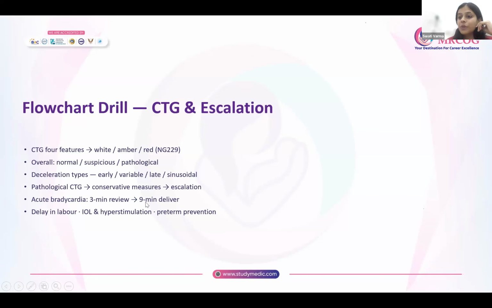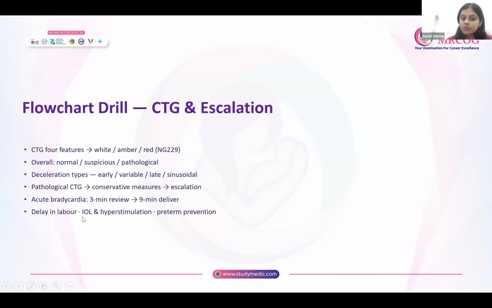Then if it is persisting for up to 9 minutes, then decide for delivery anyhow. Even if it starts resolving after 9 minutes, deliver. If it resolves in less than 9 minutes, then you can continue watch, continue supervision, continue conservative measures. But any bradycardia persisting for more than 9 minutes, definitely you have to deliver.